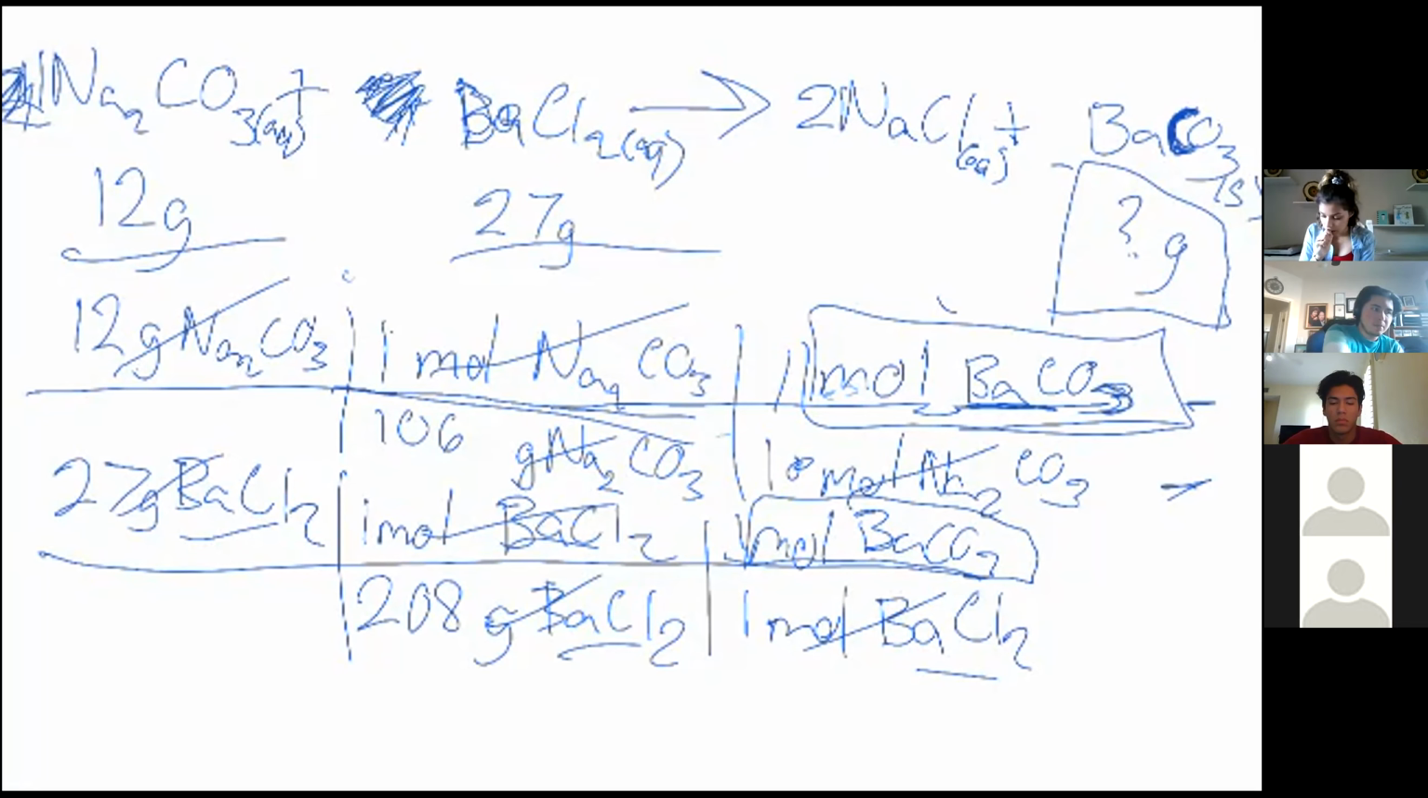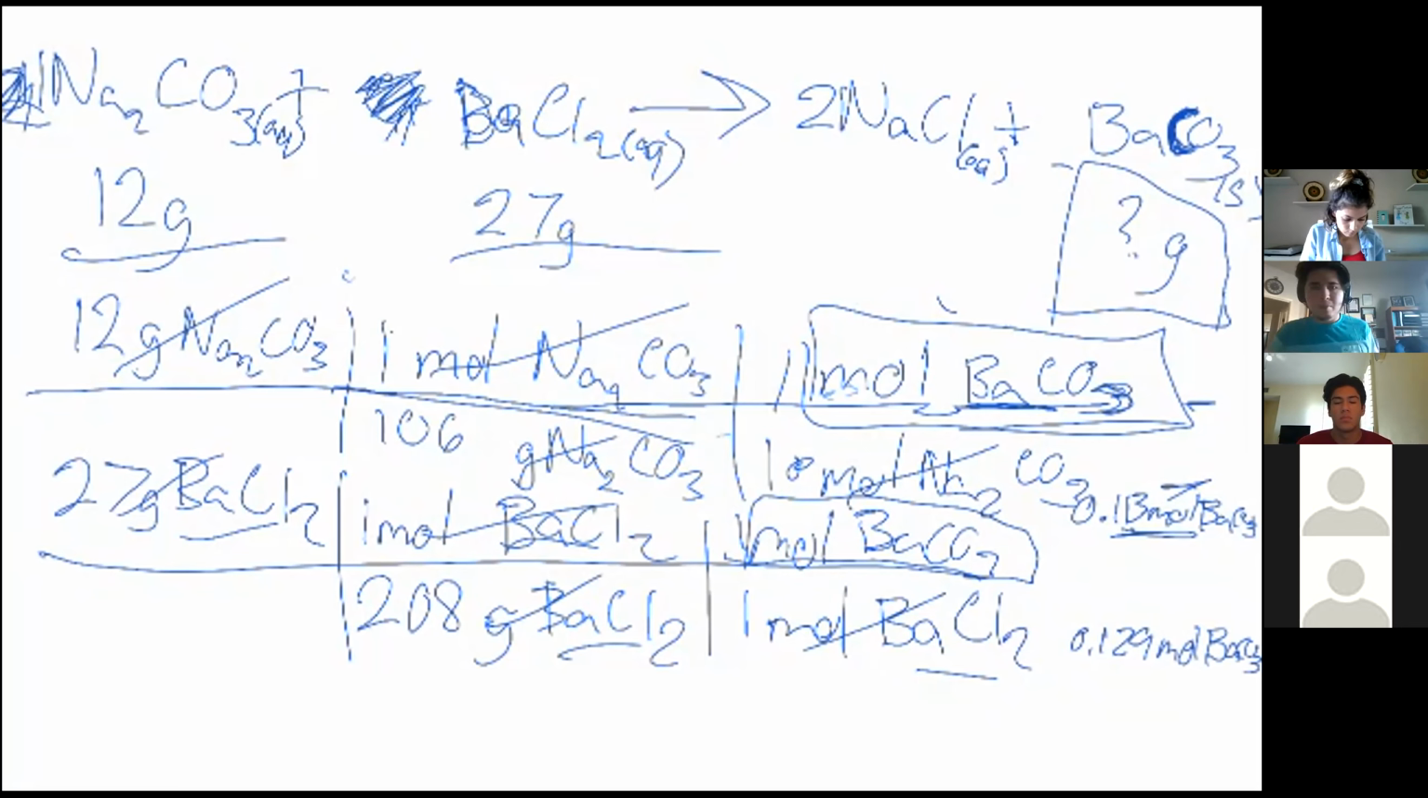So with all this in mind, does anyone know the amount of moles we get of barium carbonate from sodium carbonate? 0.113. 0.113 moles. Okay. And then from barium chloride? 0.129. So which one produces the least amount of barium carbonate, 0.113 or 0.129? Sodium carbonate. So this is our limiting reagent.